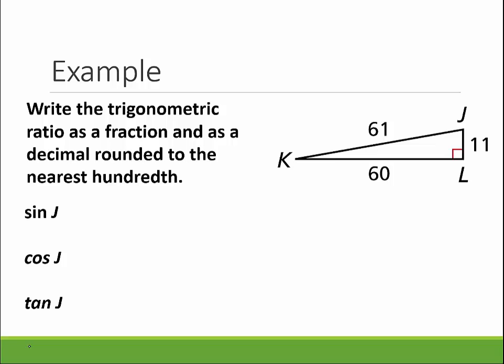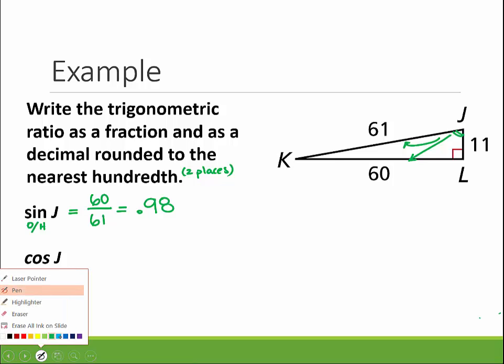So let's start off with some problems. Write the trigonometric ratio as a fraction and then as a decimal rounded to the nearest hundredth. So the sine of angle J, remember that sine is opposite over hypotenuse. So we look at angle J up here. The opposite side is 60, and the hypotenuse of my triangle is 61. So this is my ratio. The sine of J is just simply a ratio of these sides. We can leave it as a fraction, but it also told us to write it as a decimal and round to the nearest hundredth, which means 2 places. So this is about 0.98.